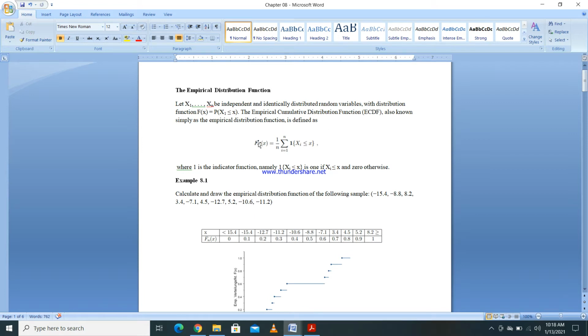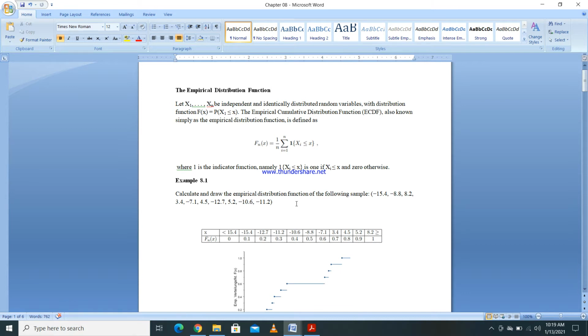You can see here a 1, which is an indicator function. What you have to do is look at your data set, count the number of values which are less than or equal to x, and then divide it by n. So if Xi is less than or equal to x, and that is true, we count it as 1. I will explain using this example.